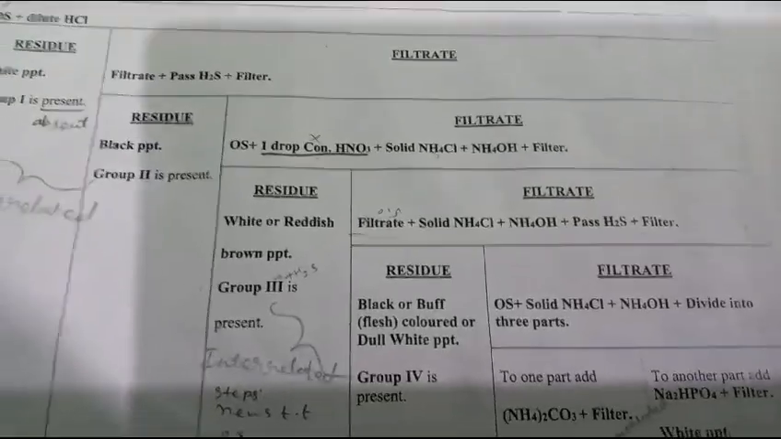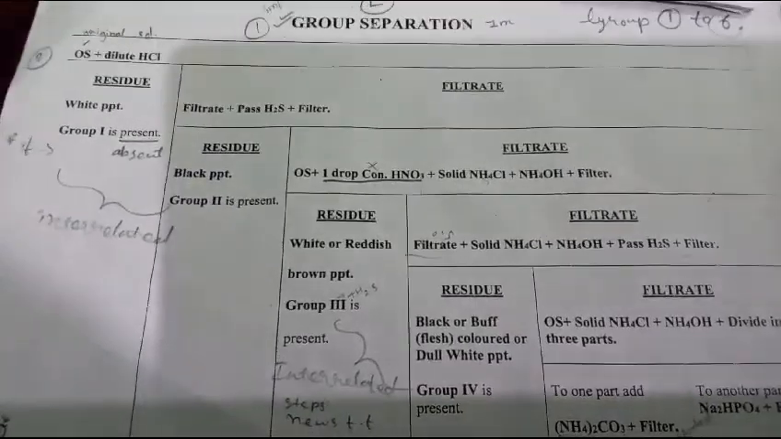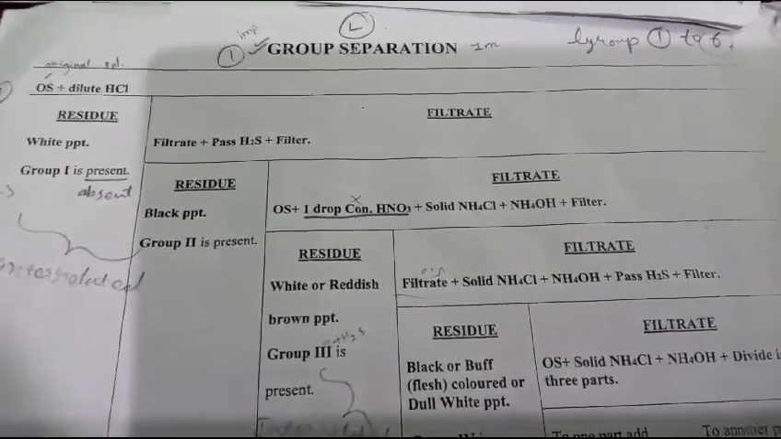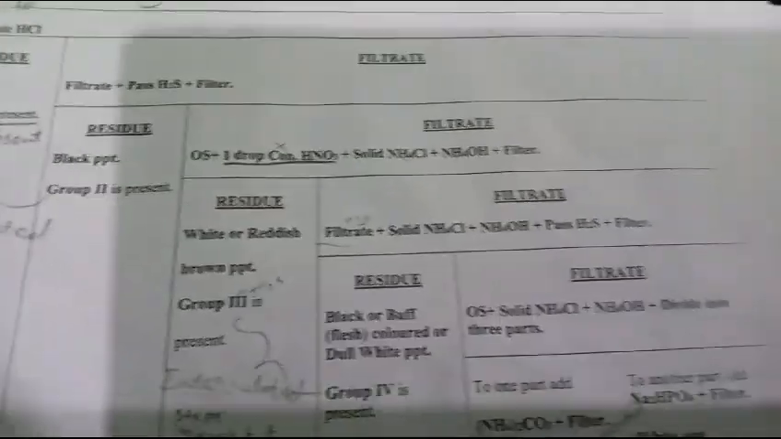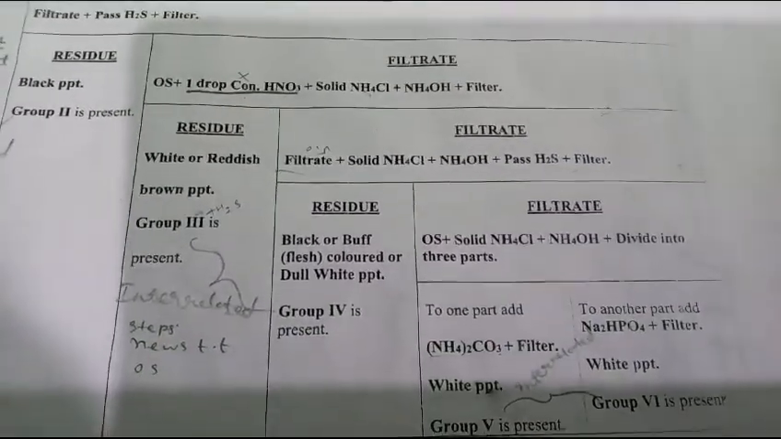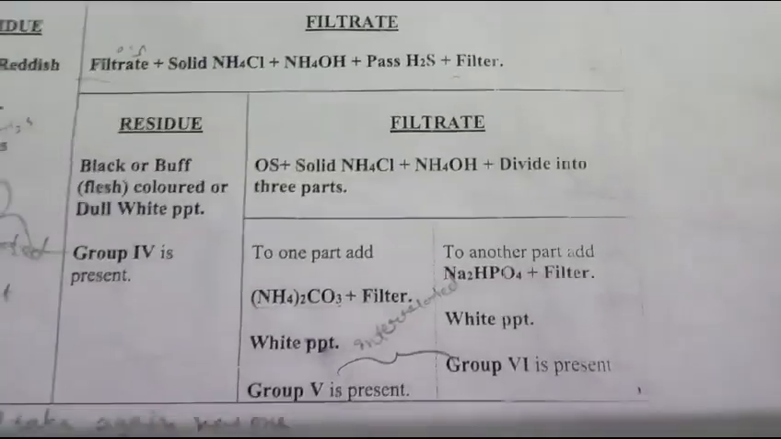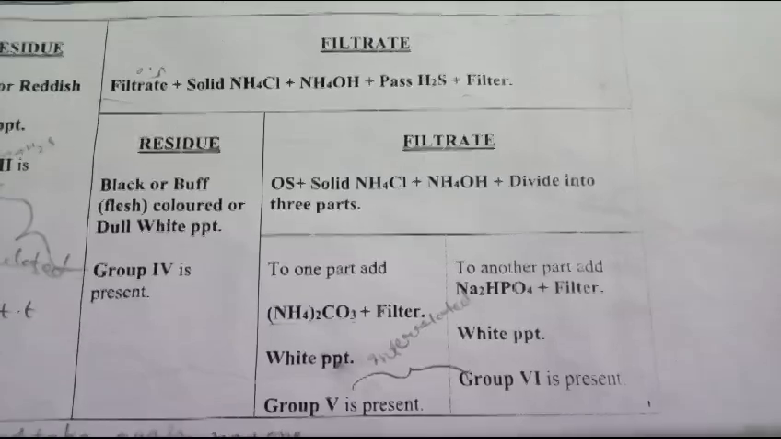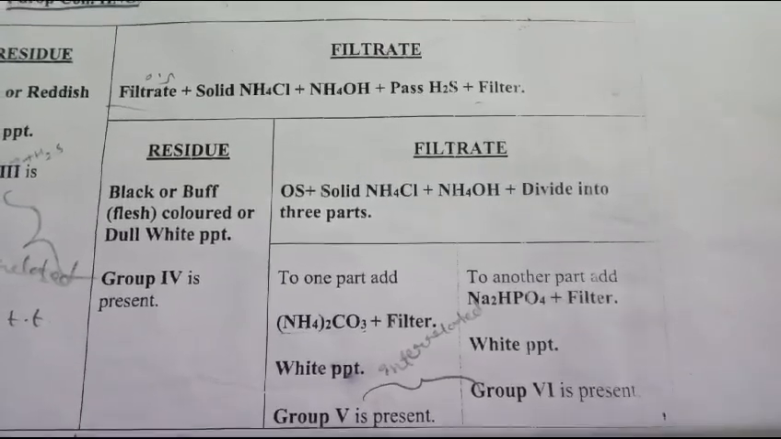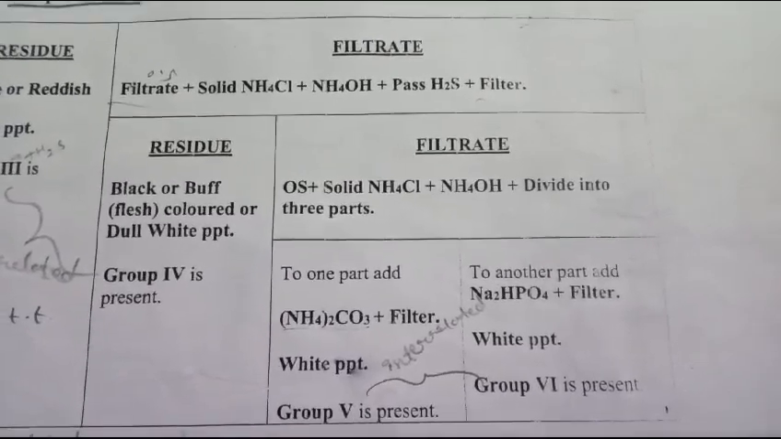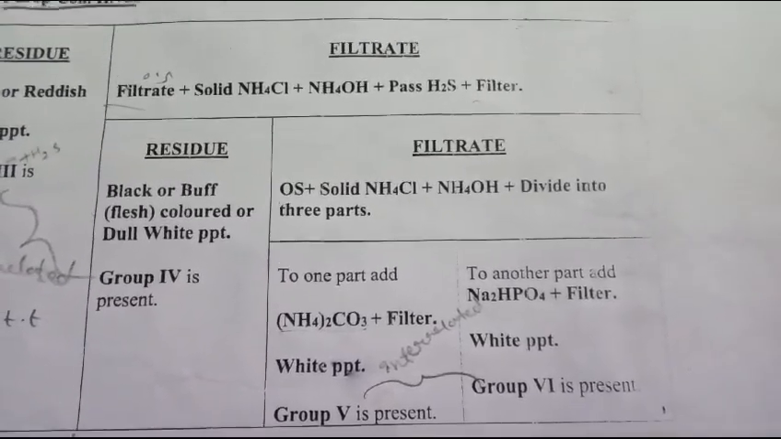For cations, you have to do group 0 also, but I will not explain it because I know the group 0 is absent. So I will directly follow group 6, which is present in it. But you have to do all the other groups, from group 0 to group 5. You will not get any precipitate, but you will get one in group 6 because magnesium is present in it.